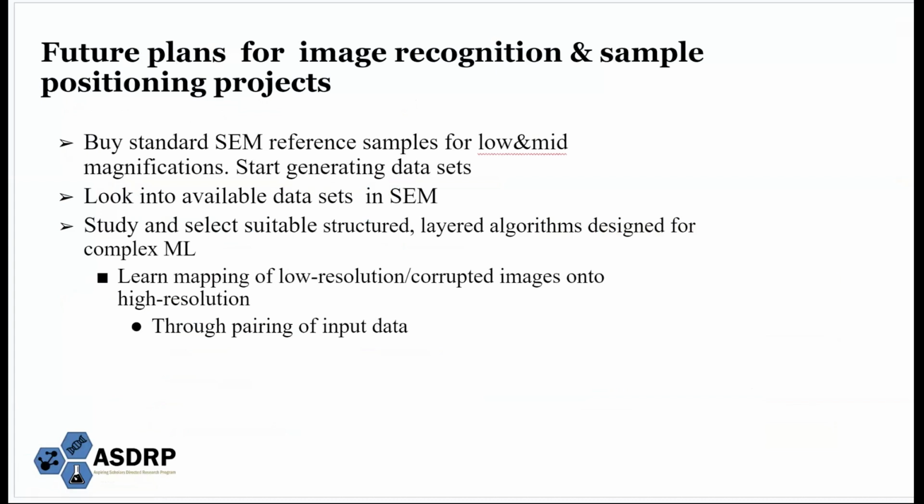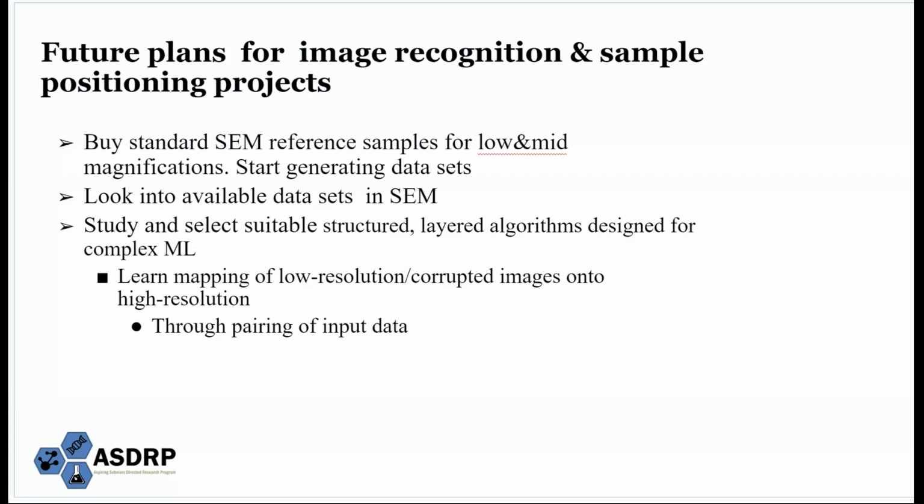So, the future plans for the image recognition and sample positioning projects. We want to buy SEM reference samples for low, mid, and high magnifications. And we want to start generating data sets of images so that we can train the AI to help detect the samples from the images. And we also want to look into available data sets for the scanning electron microscope. And we want to study and select suitable structured layered algorithms so we can design the machine learning to detect the sample. And that can require a lot of complex machine learning algorithms.